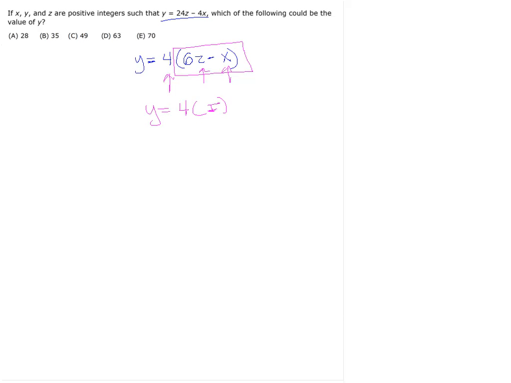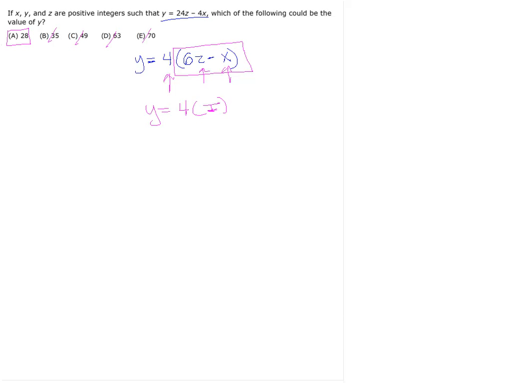Okay, so we look up at the answer choices, and we see that only one of these numbers is a multiple of 4, right? Only 28 is a multiple of 4. So 28 is the only number of those 5 that could be the value of y.